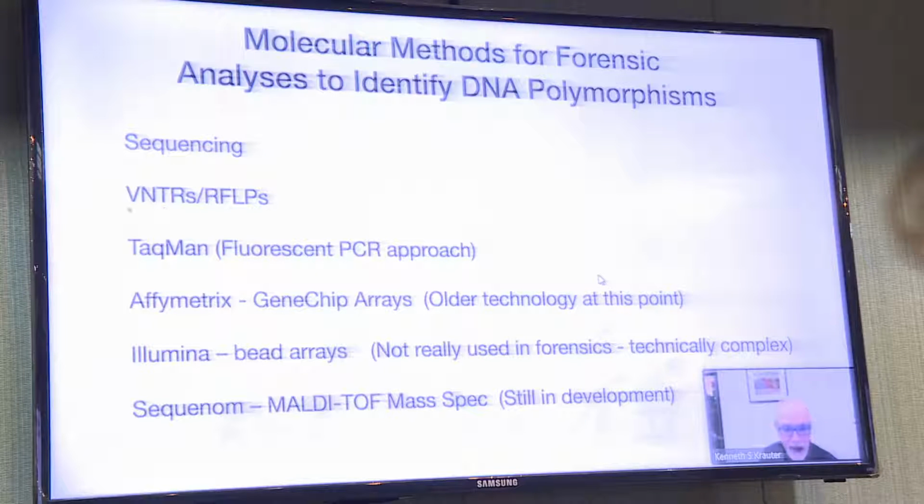VNTRs and RFLPs can be analyzed using very crude methods like Southern blots and other ways, but because the VNTRs can be quite long, they're not often used. They don't work well with PCR. Other methods to look at polymorphisms include some methods that are specific to companies. This one by a company called ABI involves a fluorescent assay and PCR. Other companies use these so-called gene chips, so Affymetrix and Illumina have these arrays, and these technologies are very useful for SNPs, not so useful for microsatellites or VNTRs.